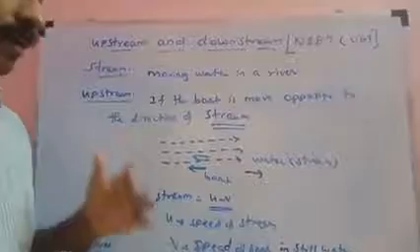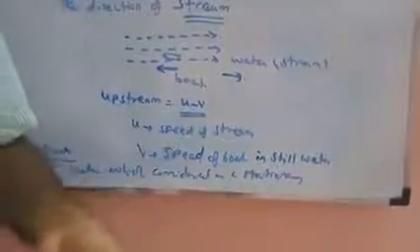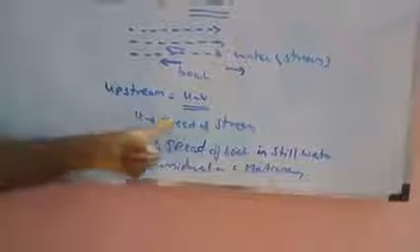So this is a formula to find the upstream. If you know the speed of boat and the speed of stream, that means the speed of boat in still water is known. Then what about the boat in the stream? That is upstream. Upstream is equal to the speed of the boat in a stream, that is upstream is equal to u minus v. Speed of the stream is u, and speed of the boat in still water is v.